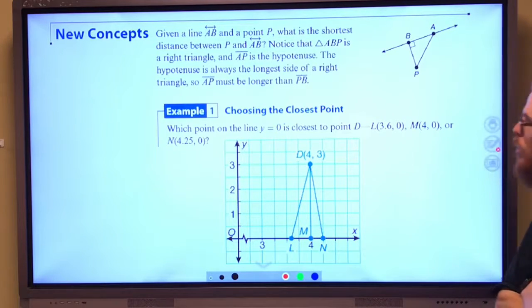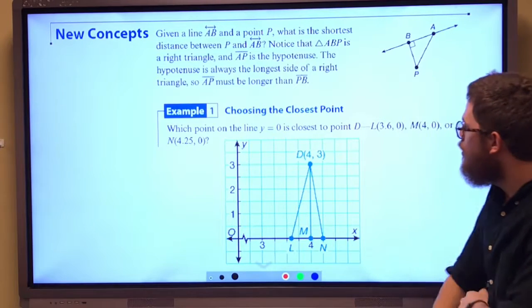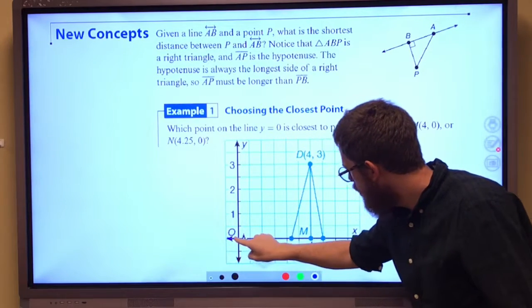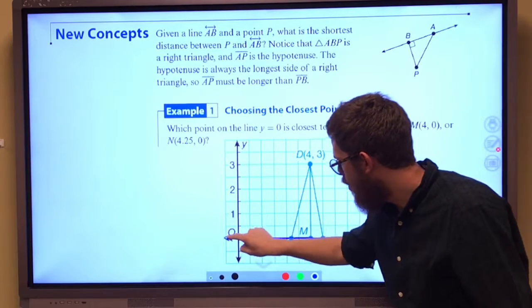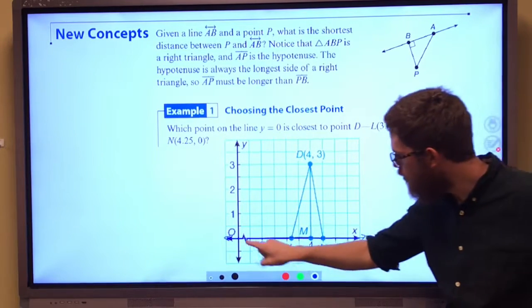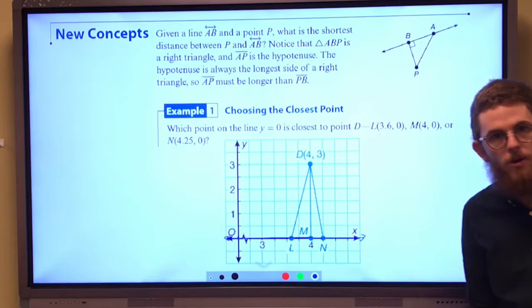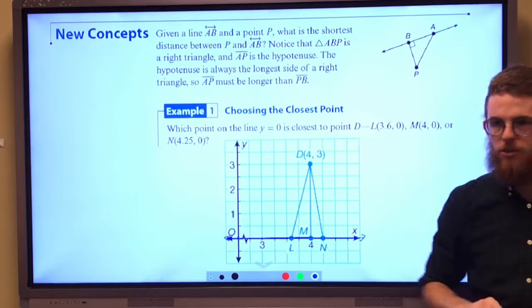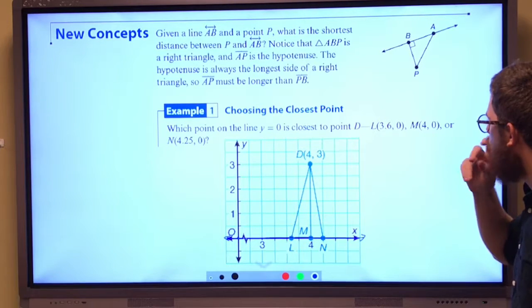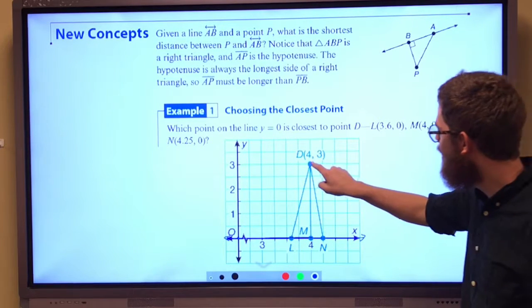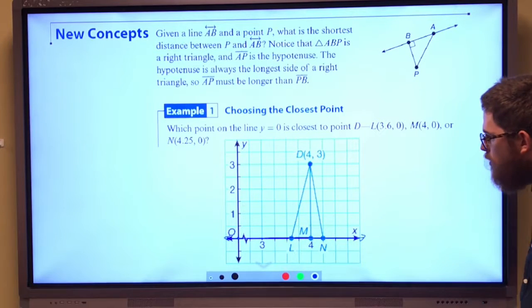Here, if we look at example 1, it says which point on the line y equals 0. Here's the line y equals 0 if you didn't know. Y equals 0 is that horizontal line that goes through the y-axis at 0. All the y coordinates are 0. Which point on the line y equals 0 is closest to point D up here? Which one's going to be closest?